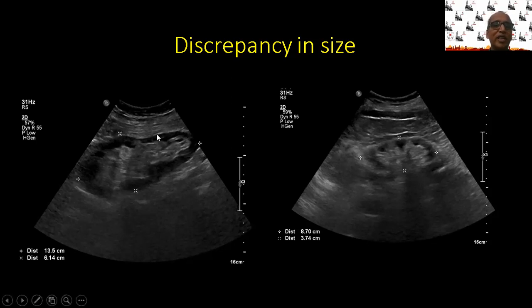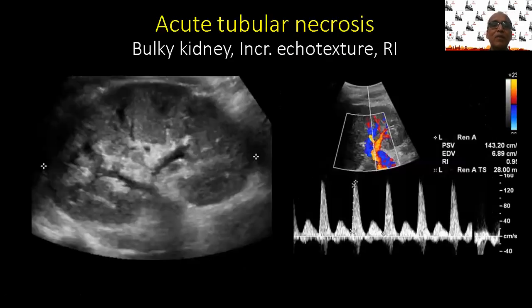So here you have a right kidney which appears 13.5 centimeters in the longitudinal plane. And on the left side, you have a small kidney with reduced parenchymal thickness as well as increased parenchymal echotexture. And this kidney measures only 8.7 centimeters. So this is an abnormal kidney, which in this particular instance was due to an ischemic kidney due to renovascular hypertension. And the right kidney showed a bit of compensatory enlargement due to the small nature of the left kidney.